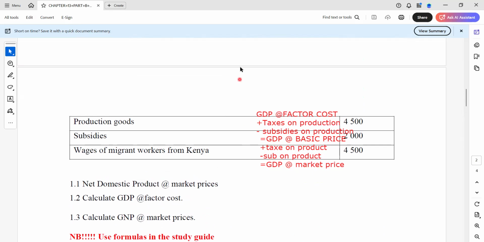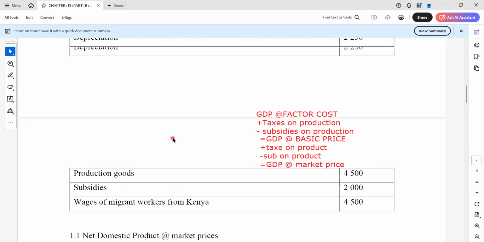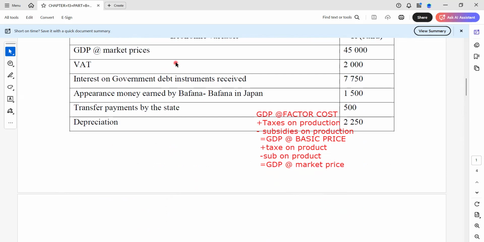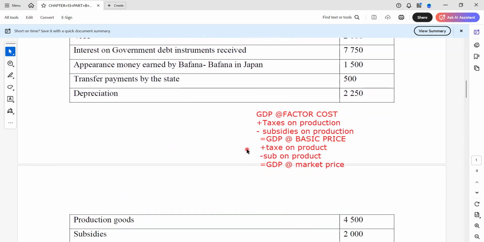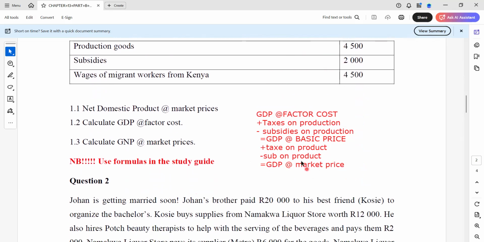And you can see now from the figures that we've been given here, we're given the subsidies. They're not telling us whether it's subsidies on production or subsidies on products, right? And also we're given the VAT, which is like our tax. And also we're not told if the duty is the one on production or on product. But we know that since we are given GDP at market price, to go up to get the GDP at factor cost, we just need the subsidies on product or production, and we are going to add them, because when we were going down, we subtracted the subsidies on production as well as the subsidies on products, right?